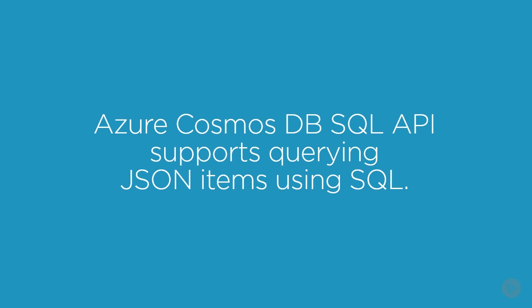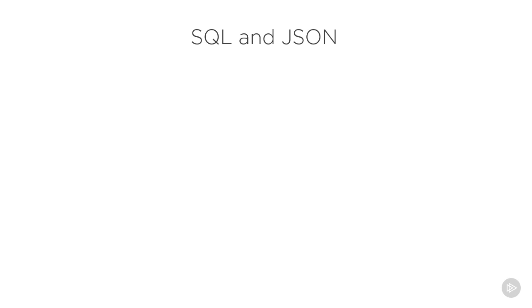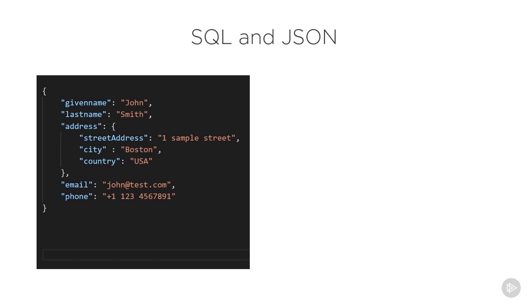Azure Cosmos DB SQL API supports querying JSON items using SQL. Let's take a look at a sample item and a few SQL queries. Imagine you have an object which has given name, last name, email, and phone properties. It also has a complex address property, which is a nested JSON object by itself.